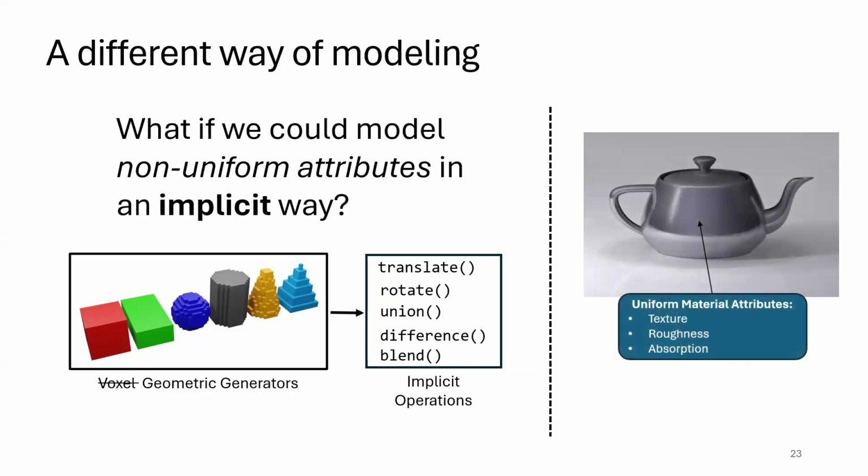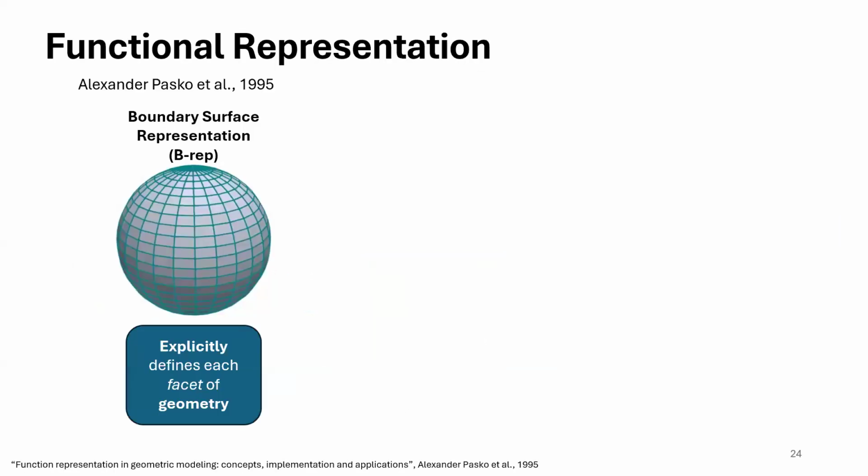And another thing, thinking back to the original Utah teapot example, is we had these uniform material attributes for the Utah teapot. We were able to describe all of its texture, its roughness, absorption. But what if we could also describe things in an implicit way like that? What if I could describe how the texture changes over space or how the absorption changes over space? To do that, I'll introduce this idea of functional representation.